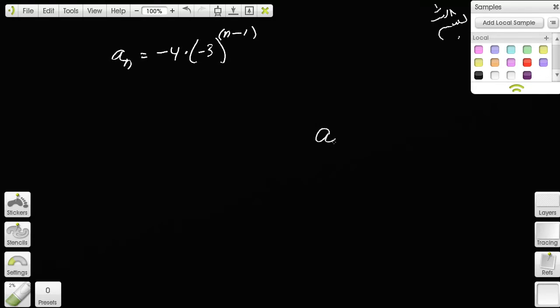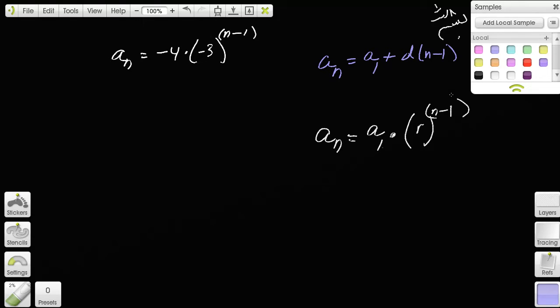See, a geometric sequence's explicit rule is like this. Okay, so it's a sub 1 times the common ratio r to the n minus 1. Okay, this is how I know. And for an arithmetic sequence, the explicit rule was a sub n equals a sub 1 plus the common difference times n minus 1. Okay, the previous example looked like this. Okay, this current example looks like that. In fact, you should recognize this.